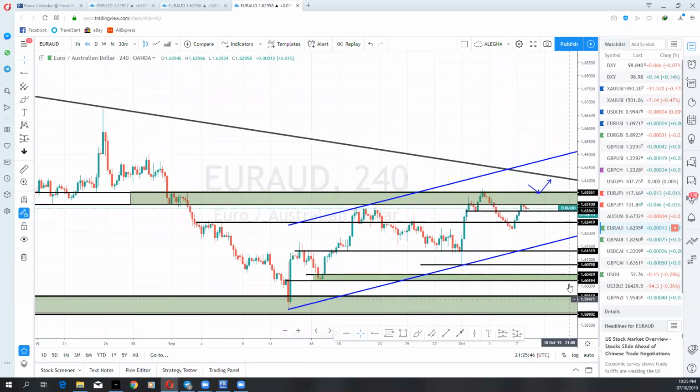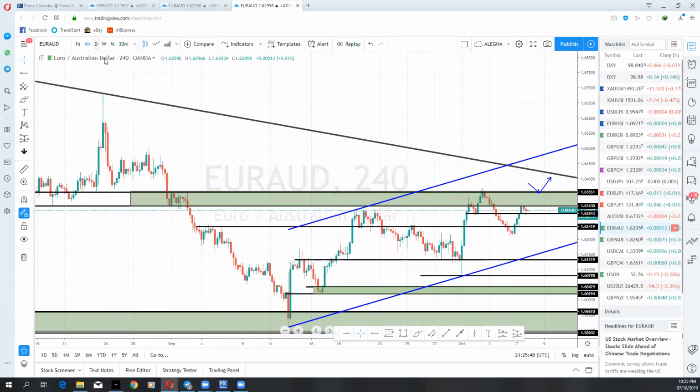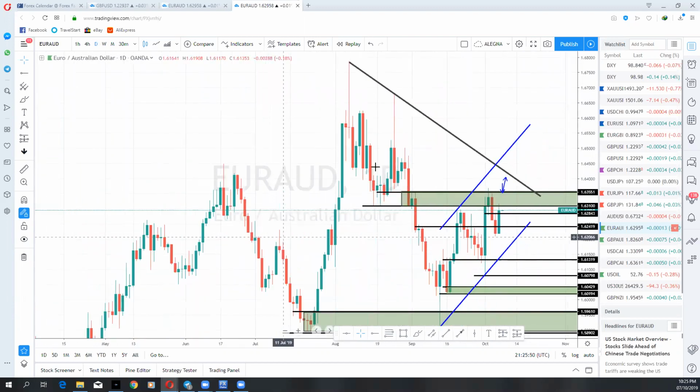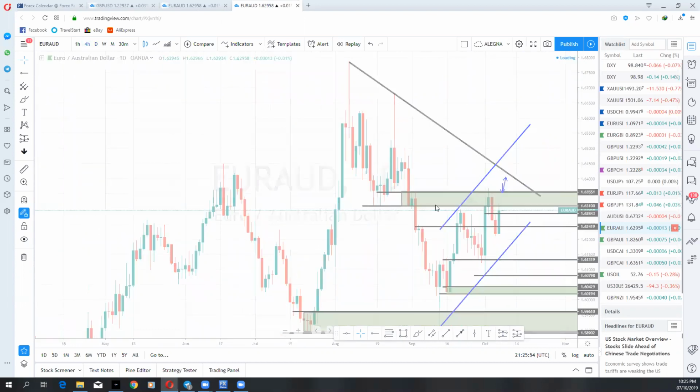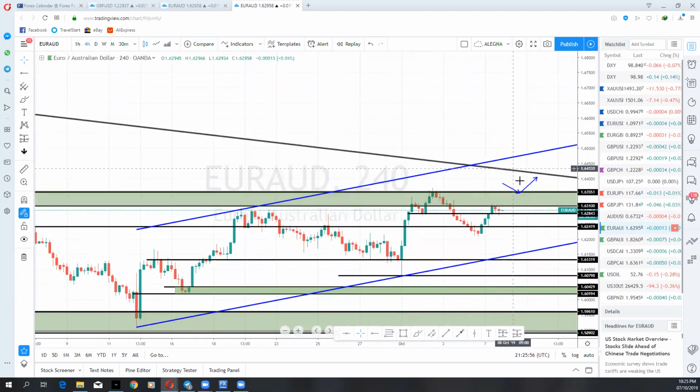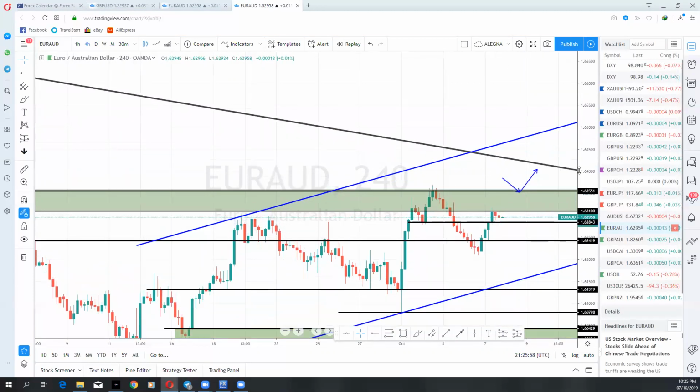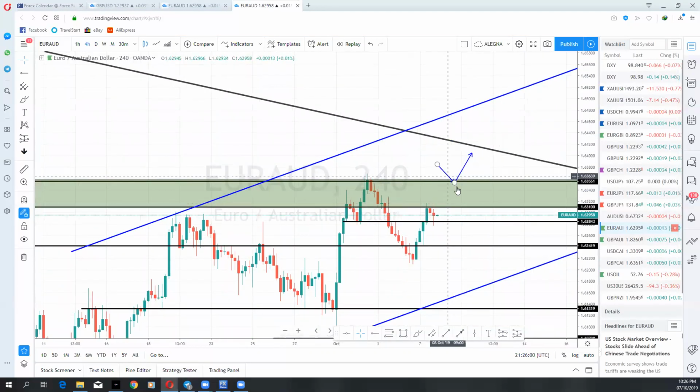But if it should happen, let's zoom into the daily. We'll go to the daily. See this falling trend line. That falling trend line comes in around here. That's this black level here. So even if it breaks above here, you need to see what happens here for further action.